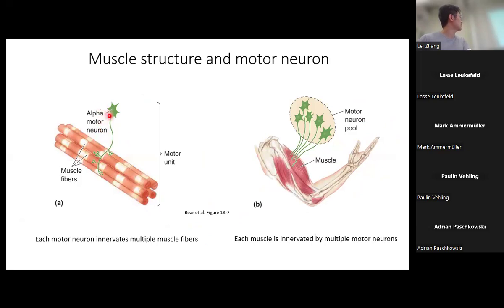If we take one alpha motor neuron, it can innervate multiple muscle fibers, and together with all these muscle fibers, this constitutes the motor unit. So a motor unit is defined by the alpha motor neuron and the muscle fibers that it innervates. Because a muscle consists of many muscle fibers, you may need many alpha motor neurons to control one single muscle, and these alpha motor neurons form a group called the motor neuron pool.